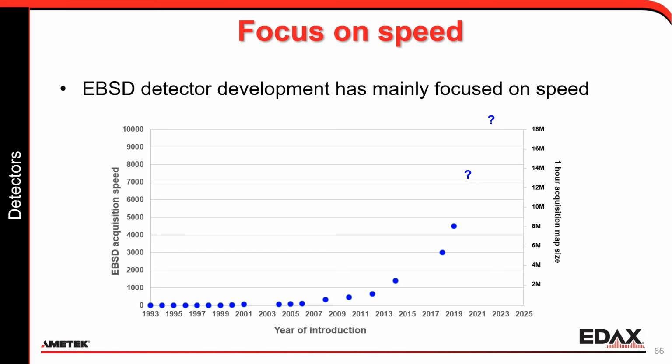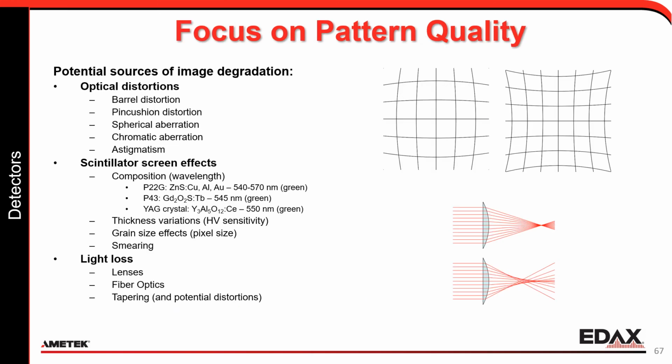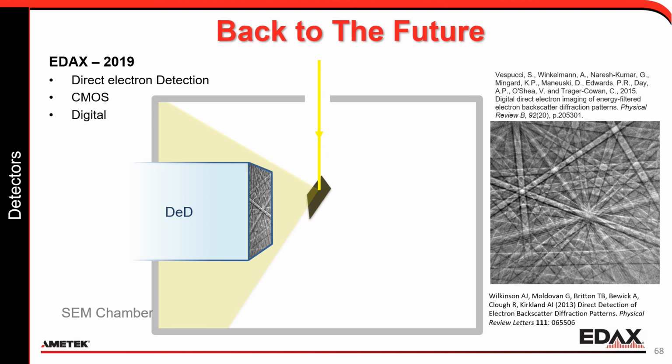And the question is, can we improve the quality of the patterns, take a different approach? We know there are distortions in the patterns due to the lenses or due to fiber optics or whatever we're using in our whole detector system. We also get effects from the scintillators, whether it be phosphors or YAG crystals or some other detectors. So now we're looking at direct electron detection. It is based on a CMOS, but that's behind the scenes. We really are using a sensor to actually count the electrons at each pixel.